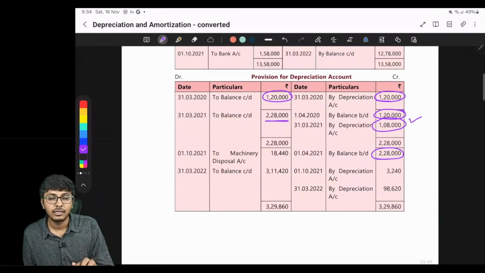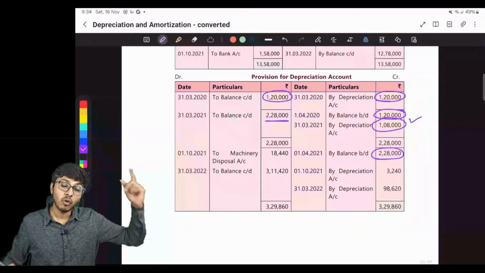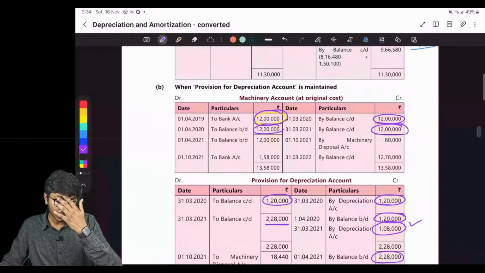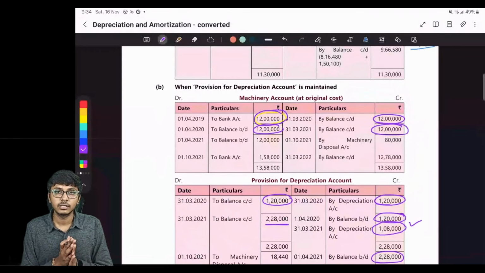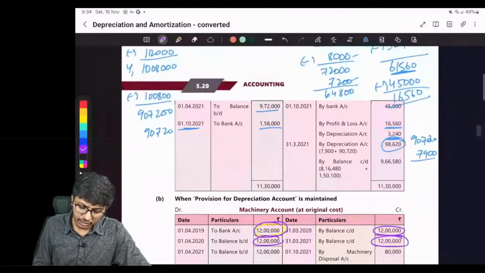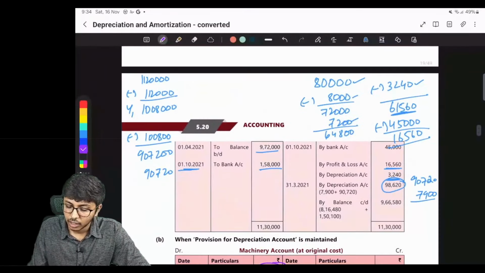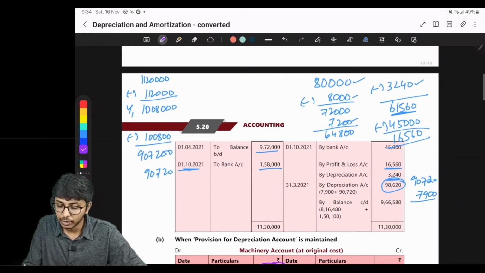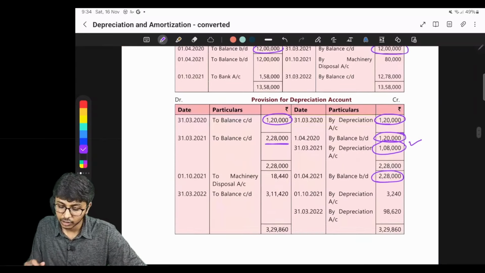But in the third year, what is happening? One of the assets which I bought for 80,000, I am selling it off. Correct? So what is the first rule? Provide depreciation till the date of sale. What is that asset? Again, we have seen this calculation here. On 80,000, we gave depreciation 8,000, 7,200 for the second year. For the third year, till the date of sale, what was the depreciation? 3,240. Provide that depreciation on the date of sale.